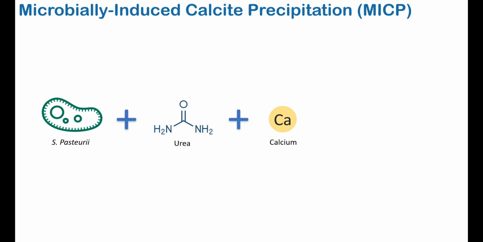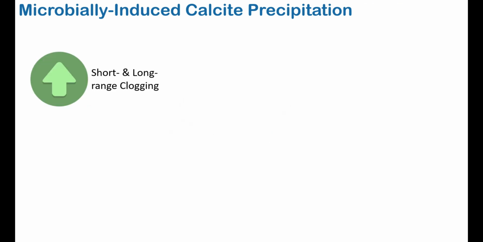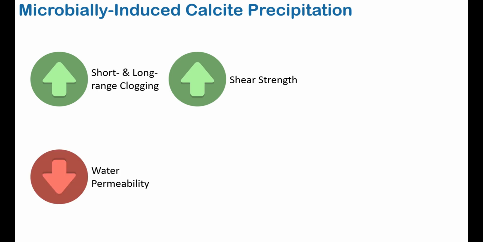The degradation of urea in the presence of calcium results in the creation of favorable conditions for calcite precipitation in the extracellular microenvironment. MICP has the ability to cause short and long-range clogging in porous media, improve shear strength, and reduce water permeability in soils. As mentioned previously, MICP also leads to an increase in the pH of the microenvironment.